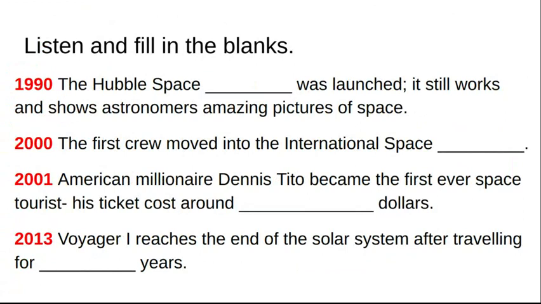1990. The Hubble Space Telescope was launched. It still works and shows astronomers amazing pictures of space. 2000. The first crew moved into the International Space Station. 2001. American millionaire Dennis Tito becomes the first ever space tourist. His ticket cost him around $20 million. 2013. Voyager 1 reaches the edge of the solar system after traveling for 35 years.